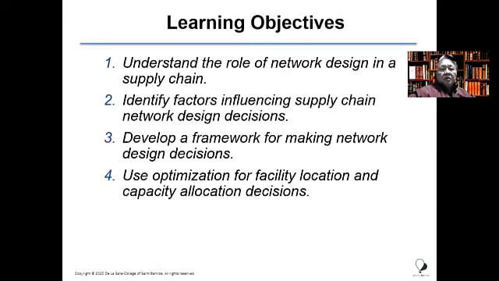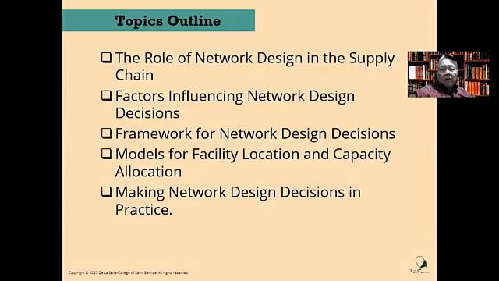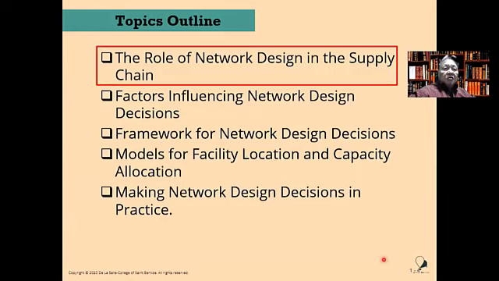At the end of this lecture, you are supposed to understand the role of the network design in a supply chain, identify factors influencing supply chain network design decisions, develop a framework for making network design decisions, and use optimization for facility location and capacity allocation network. More specifically, we will focus on the linear programming capacitated facility location approach. These are the topics that we will cover in this lecture. Let's start with the role of network design in the supply chain.